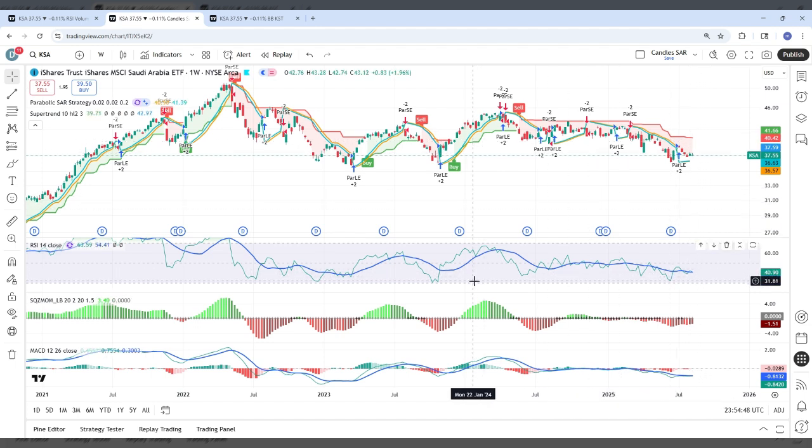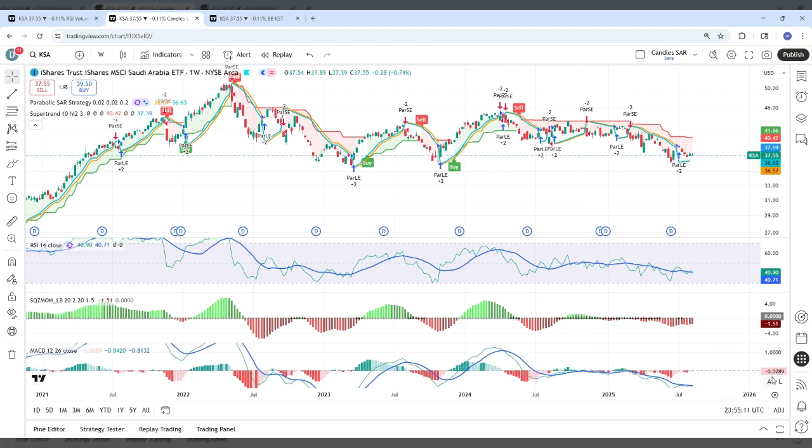We've got, this is a very neutral RSI. It's below the midway point. From here, kind of an upward trend, but not much. Squeeze momentum is neutral to bearish, and MACD is trying to cross over, and the histograms are getting weaker.